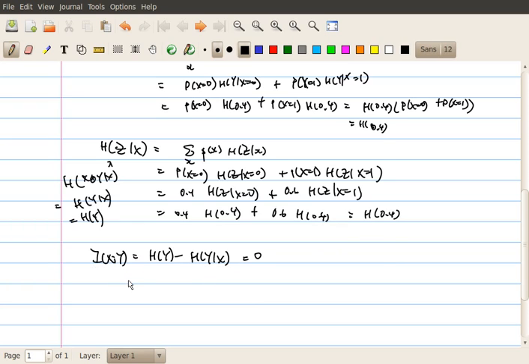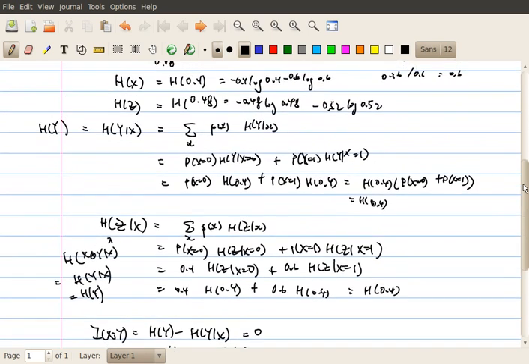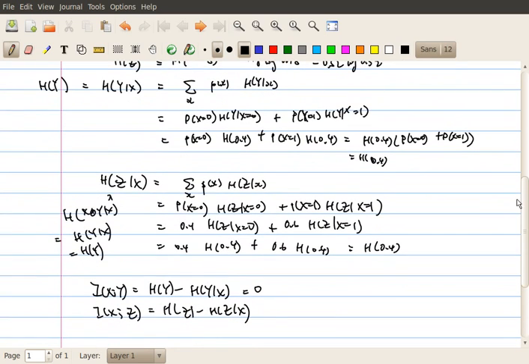Let's see, how about I(X;Z)? That will be equal to H(Z) minus H(Z given X). So what is H(Z)? We have computed it. H(Z) is equal to 0.48, and H(Z given X) is equal to 0.4. It will be simply this.